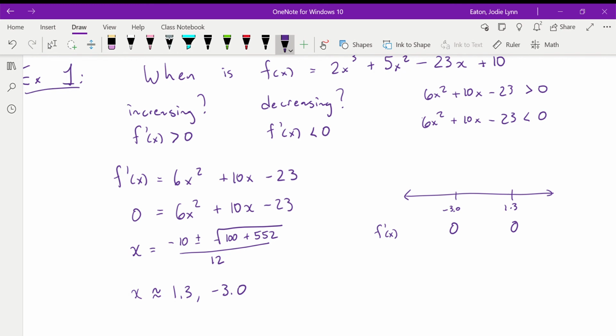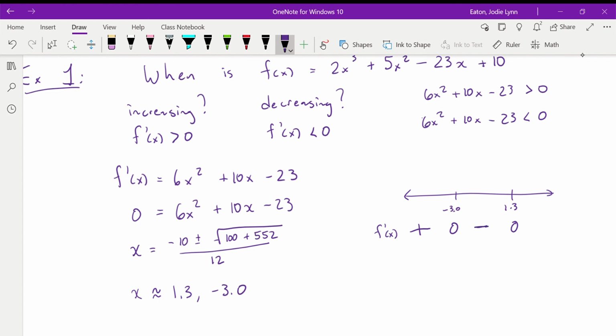We can try negative 4. So negative 4 squared is positive, and 6 times 16 is going to be much bigger. Negative 4 times 10 is negative 40. So which is bigger, 6 times 16 or negative 63? 6 times 16 is just slightly bigger, so it is going to be positive down here. Now pick a point between negative 3.0 and 1.3. Well, let's pick 0. That's a nice easy point. If we plug in 0, we get negative 23, which is negative.